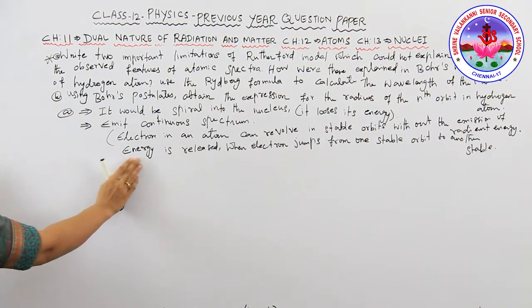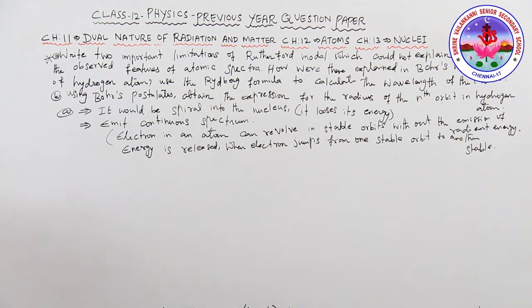And also the energy is released, and it may be observed only when an electron jumps from one stable orbit to another stable orbit. So this results in the discrete spectrum.